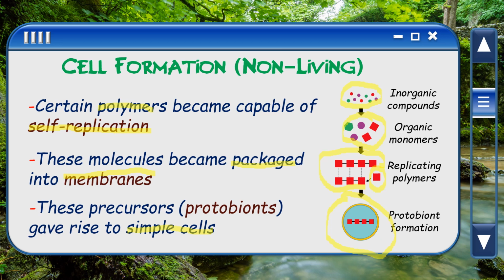Starting from the inorganic material, forming the organic monomers. Then organic monomers formed the polymers, which were able to replicate themselves. And then when they had finished replicating themselves, they became packed in membranes, and after packing themselves into membrane, these ones rose into what we call the simple cells.